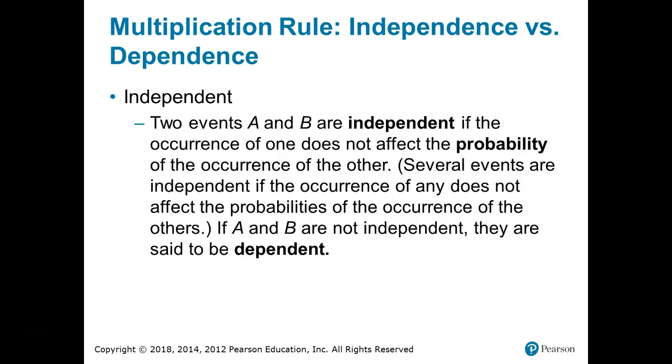Okay, so then from here, it is 2 branches. It can go into independent and then dependent. So first, we talk about independent. 2 events, A and B, are independent if the occurrence of one does not affect the probability of the occurrence of the other. So if A and B are not independent, then they are going to be dependent.